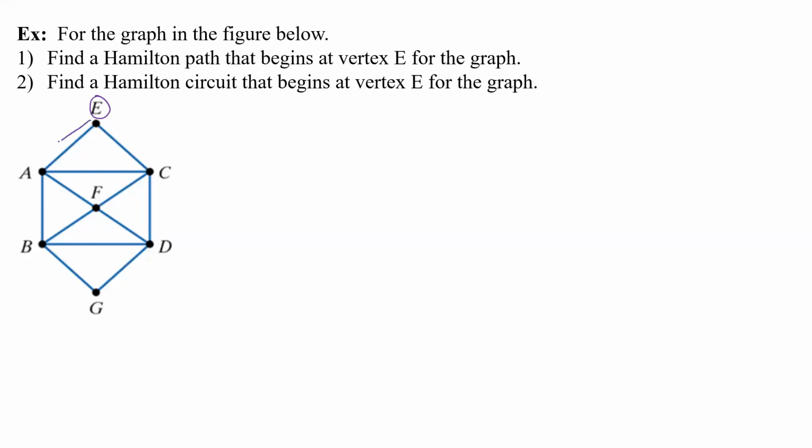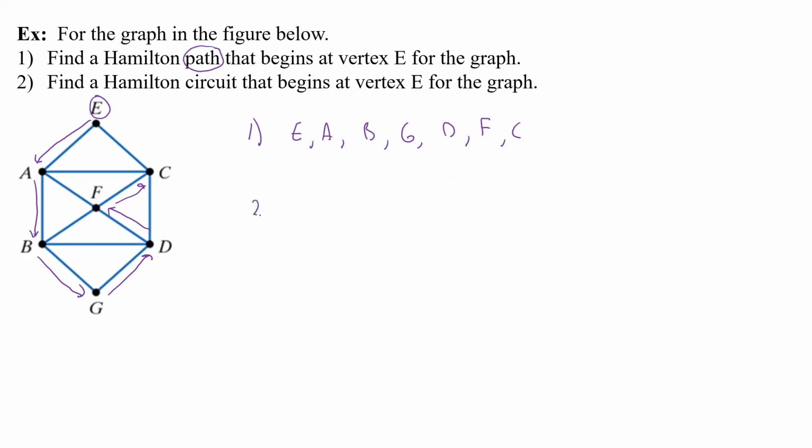So let's start down and just go down here. And then maybe, I don't know, let's go down here and then down here, down here. And now we have to hit F, but we also have to hit C. So let's go here to F and then up to C. So that is a path, and a path meaning it's not coming back to the beginning point like a circuit. So our path would be E to A to B to G to D to F to C. Okay, so that would be a Hamilton path. We hit each of the different vertices.